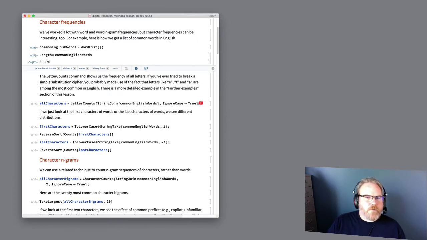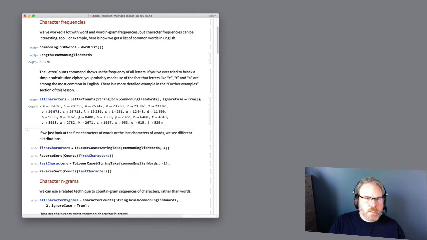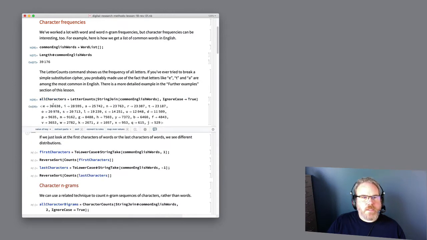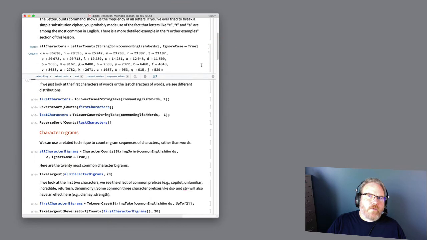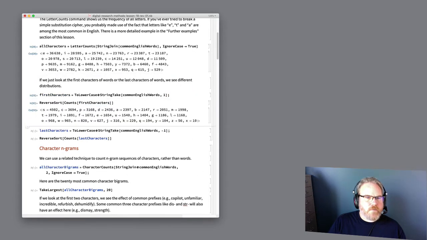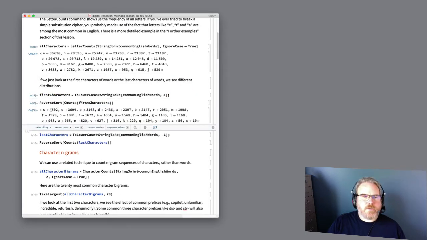So for example, if we were to count the letters in these words, we see that E is the most common letter in this collection of English words, I next most common, A, and so on down through J. If we focus our attention, however, on the beginnings of words or the ends of words, of course we see different distributions. So if we look at the first characters, we find that S is the most common character to begin these words, then C and P.